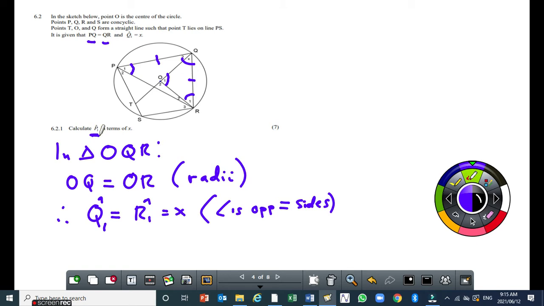So far I have used my knowledge of triangles. Now I need to use theorem 2. For theorem 2, you must see that QR is a chord. It is a line which joins 2 points on the circumference. So if a chord subtends an angle at the center, that angle will be 2 times the angle at the circumference. And this angle is also subtended by chord QR. Do you all know what the word subtend means?